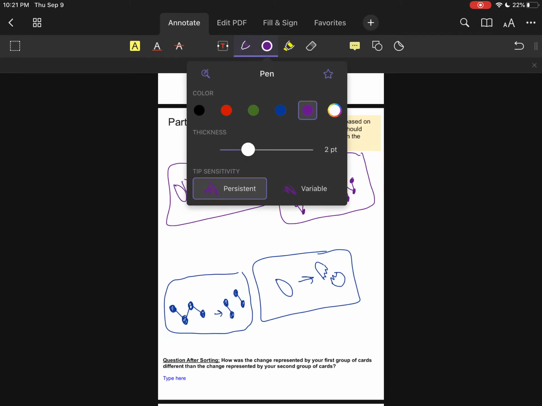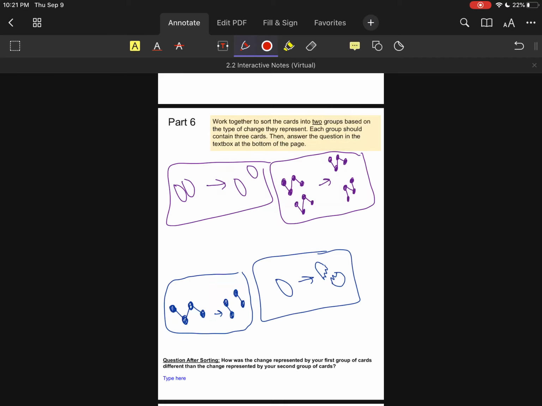So this slide was asking you to sort, I think there were 6 cards, and it was asking you to sort whether or not you thought it was a physical change or a chemical change.